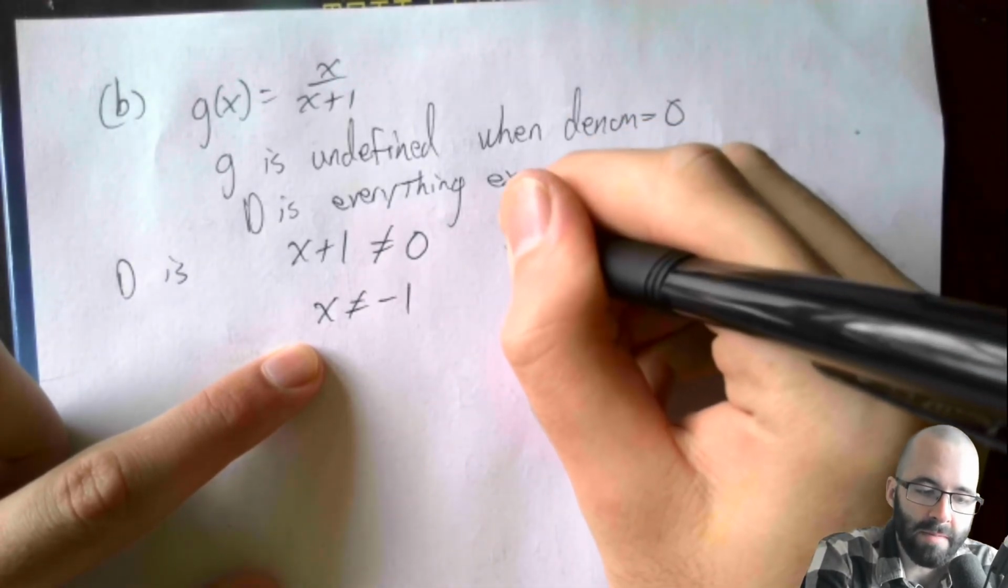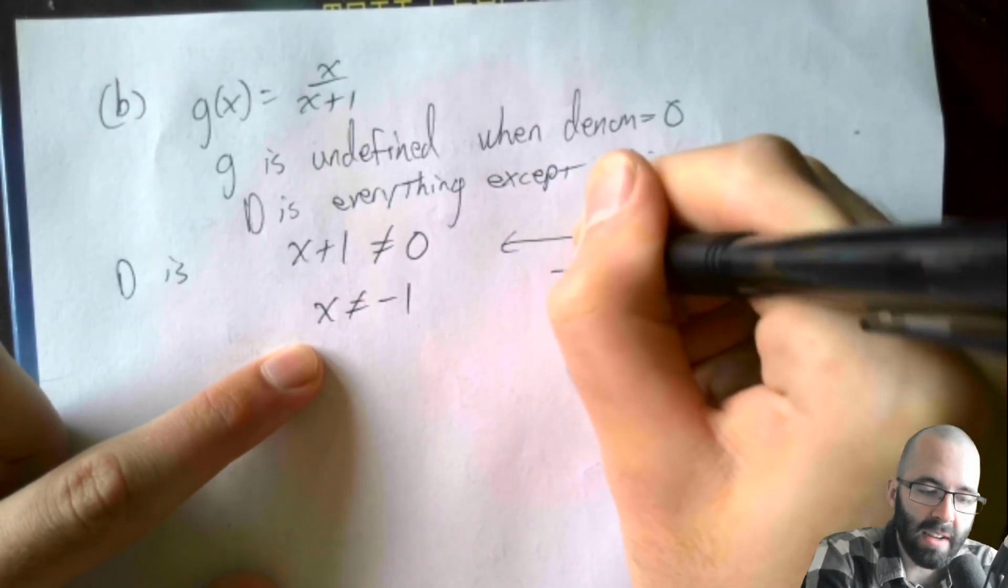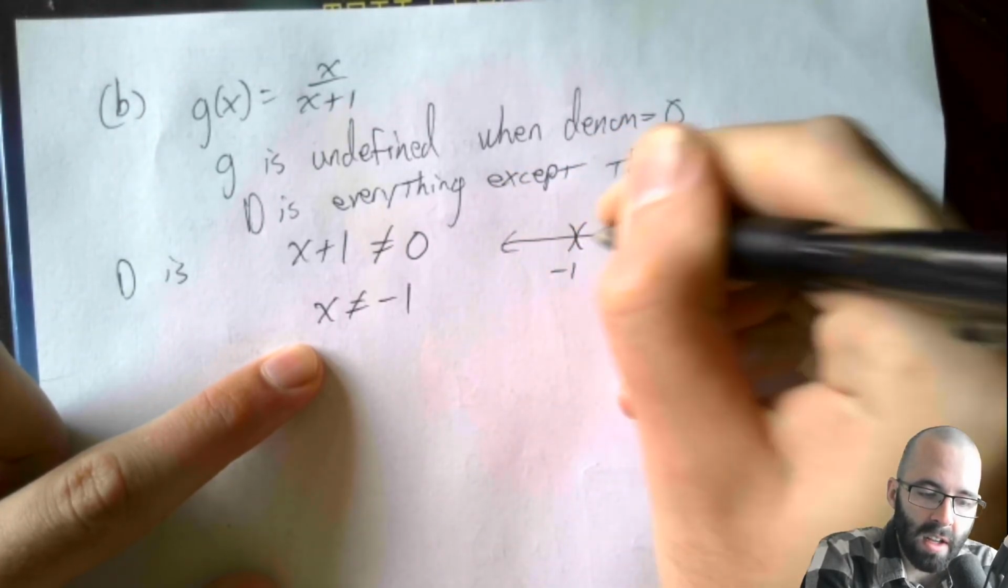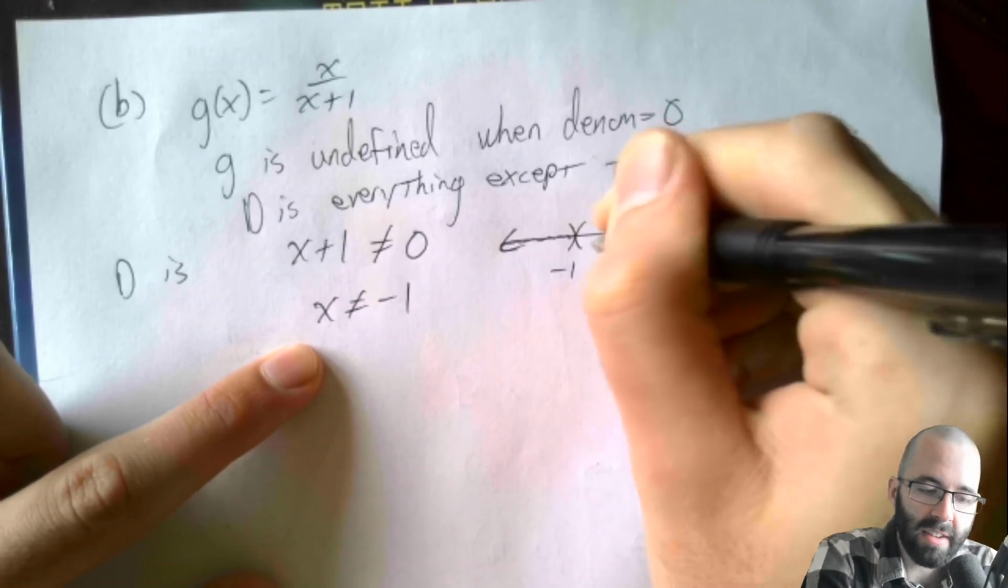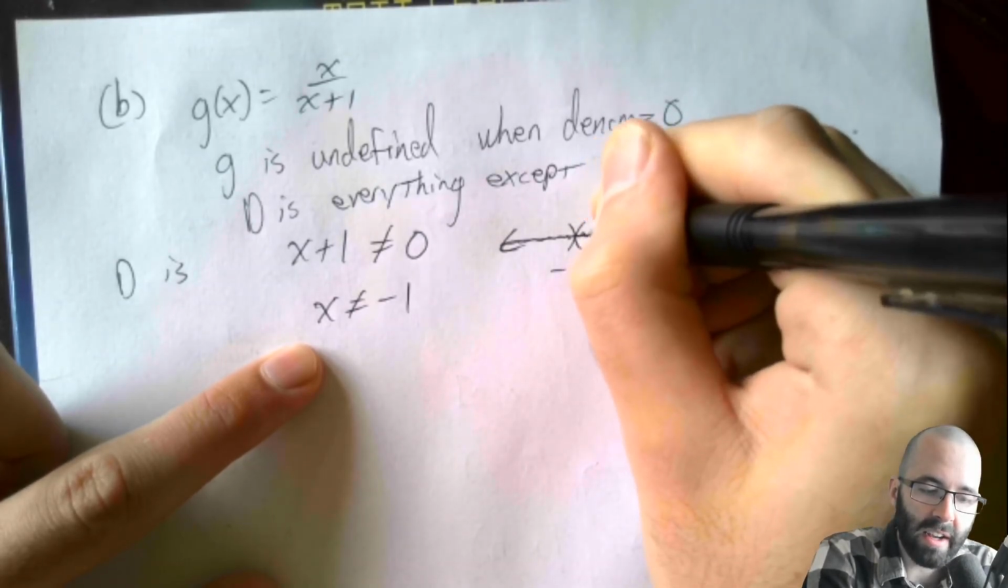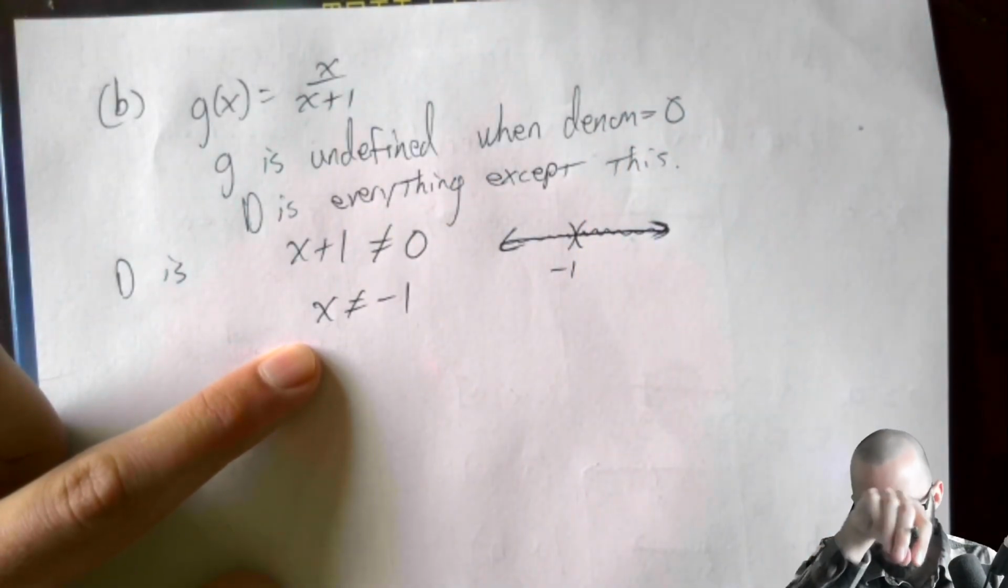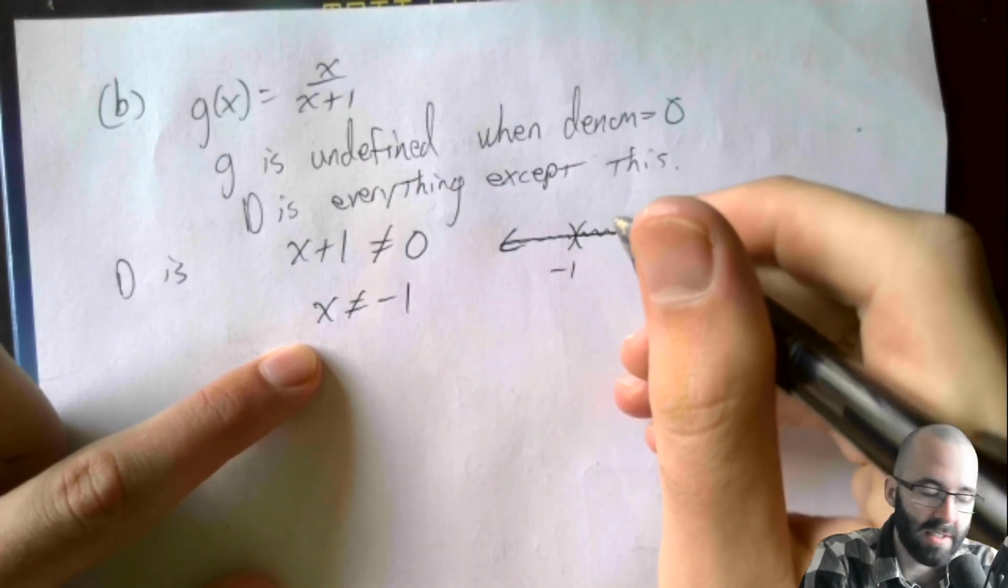So on the number line, what happens is, let's say negative 1 is right here. We can do everything that's less than negative 1. Everything that's greater than negative 1. We can't actually do negative 1. Here, the open circle really kind of looks nice.